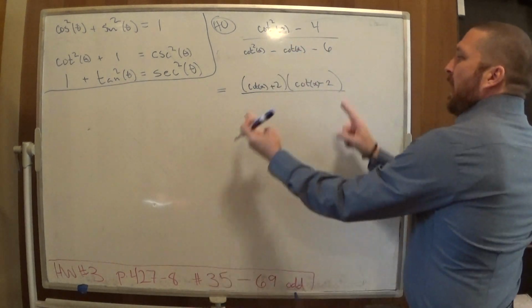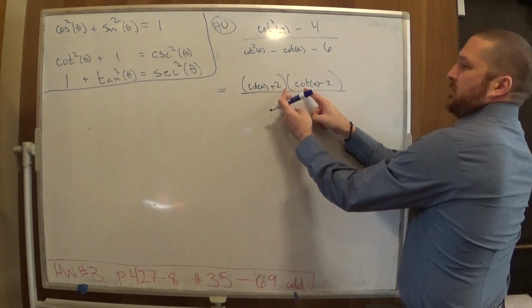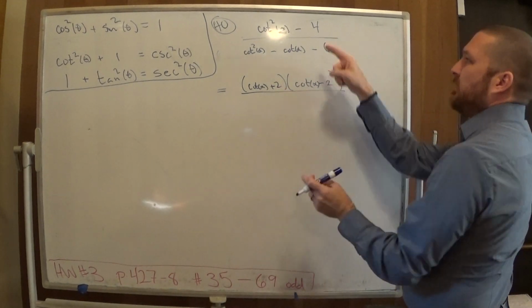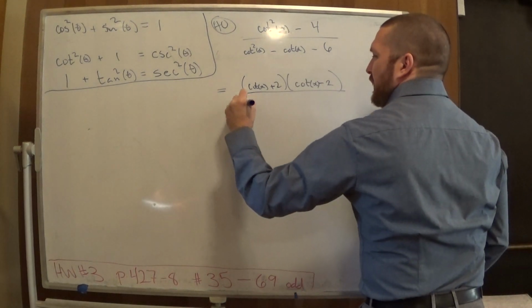Okay, great. Outer is negative 2 times the cotangent. Inner is the positive 2 times the cotangent, so they cancel. Now I have plus 2, minus 2, multiply together, give me a minus 4. Yep, that works. So what about the bottom one? What does it factor into?